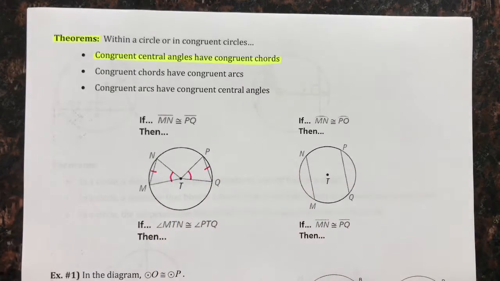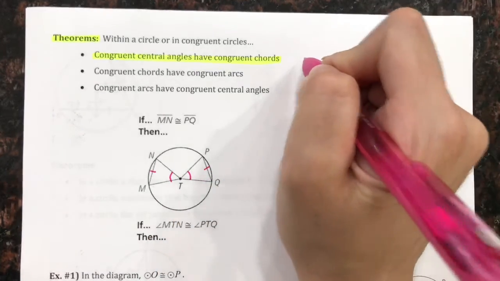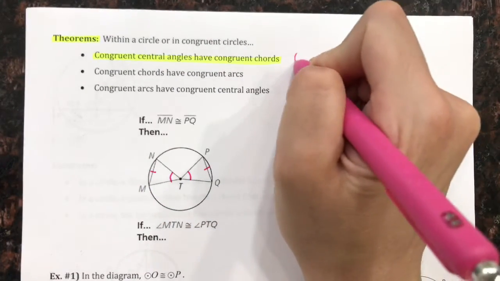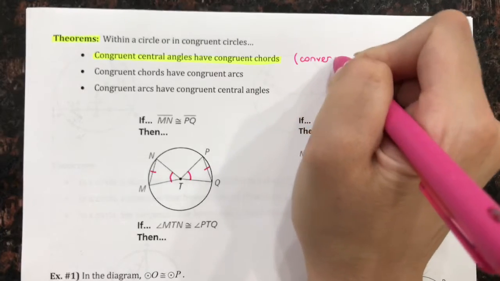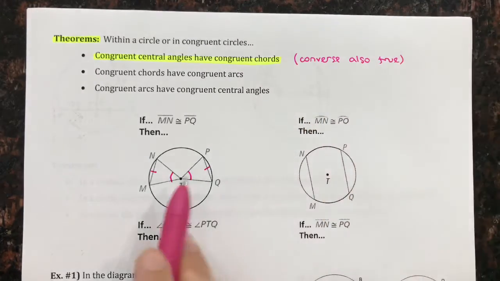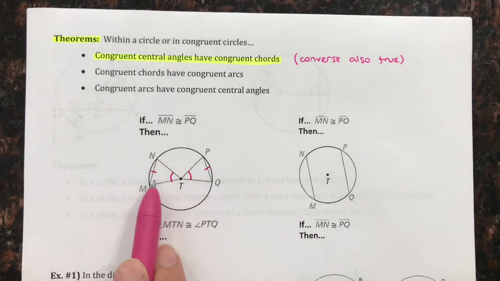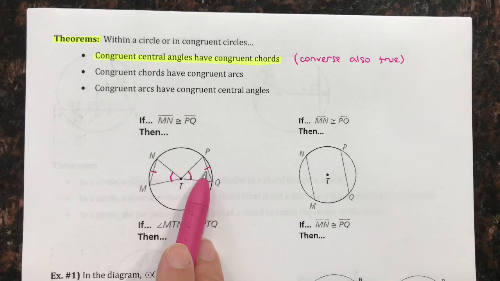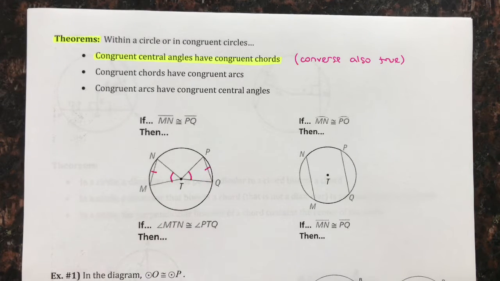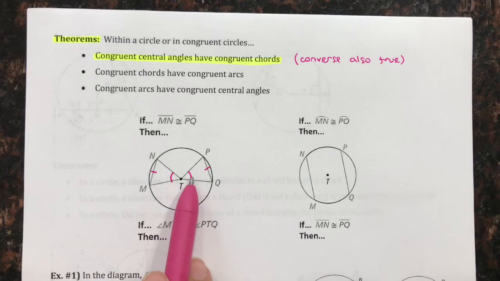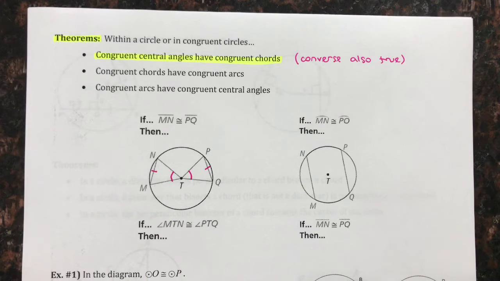And it works both ways. So the converse is also true. Yeah, let's write that here. Converse, also true. So if I have congruent central angles, then the chords that they create are also going to be congruent. Likewise, if you have two congruent chords, then the central angles are going to be congruent.